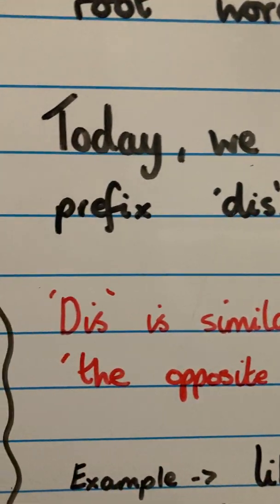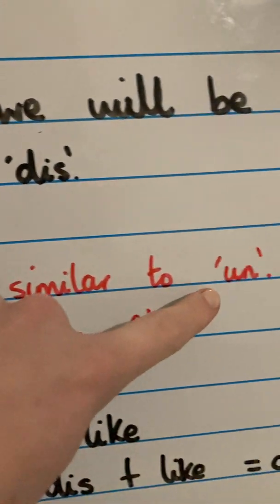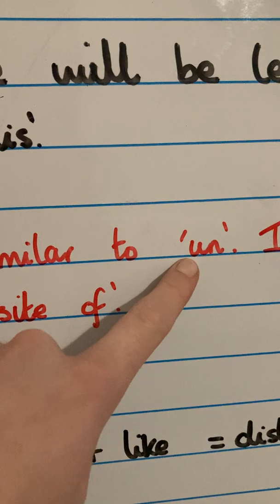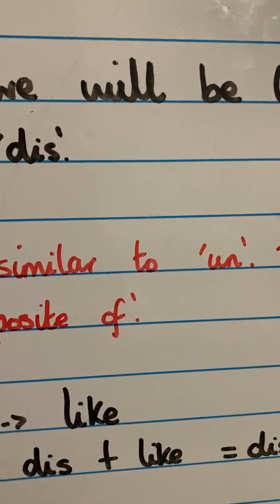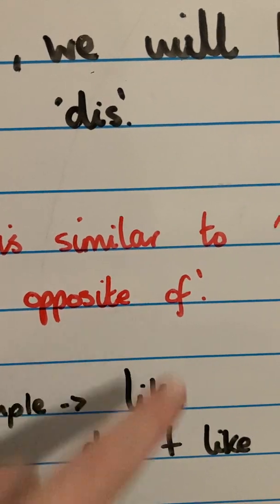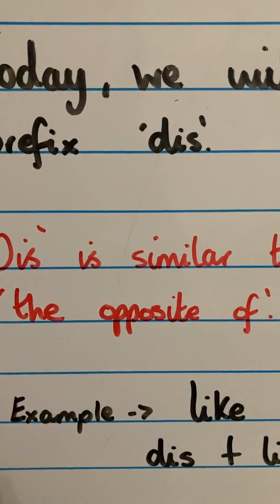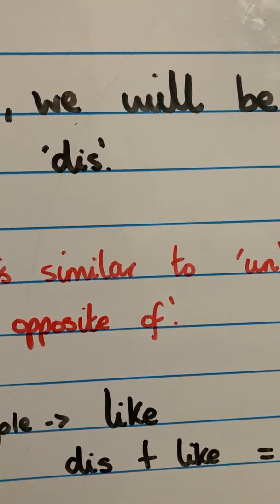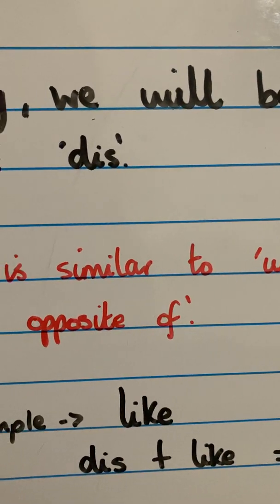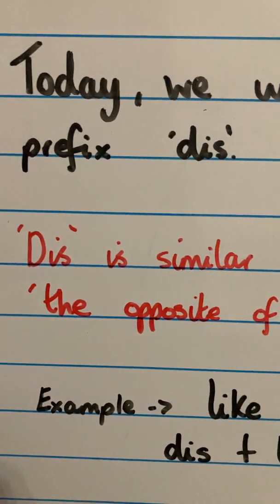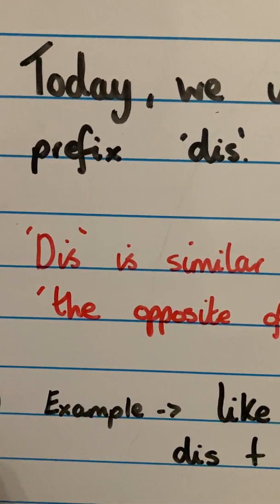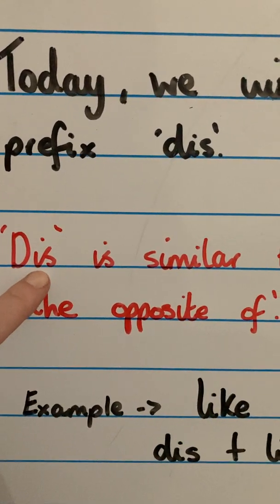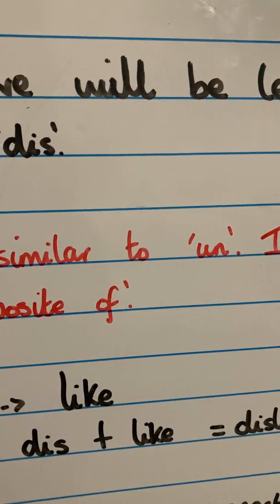Well, that's right. Dis is similar to un. So the prefix dis, D-I-S, is very similar to the prefix that we were doing the other day in phonics. And it means not or the opposite of. Okay, now this is why it can get a little bit tricky of knowing whether to put dis or un, because they basically mean the same thing. But sometimes you can have a word and you might not be able to add dis onto the front of it. So it's about taking your time and reading the words to make sure that whether you add dis or un, you've got to make sure that it makes sense.